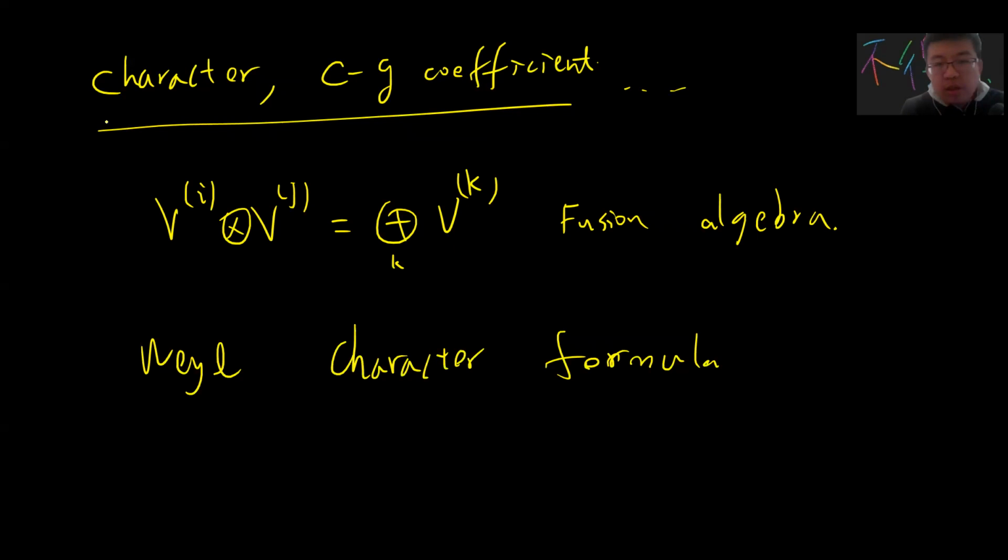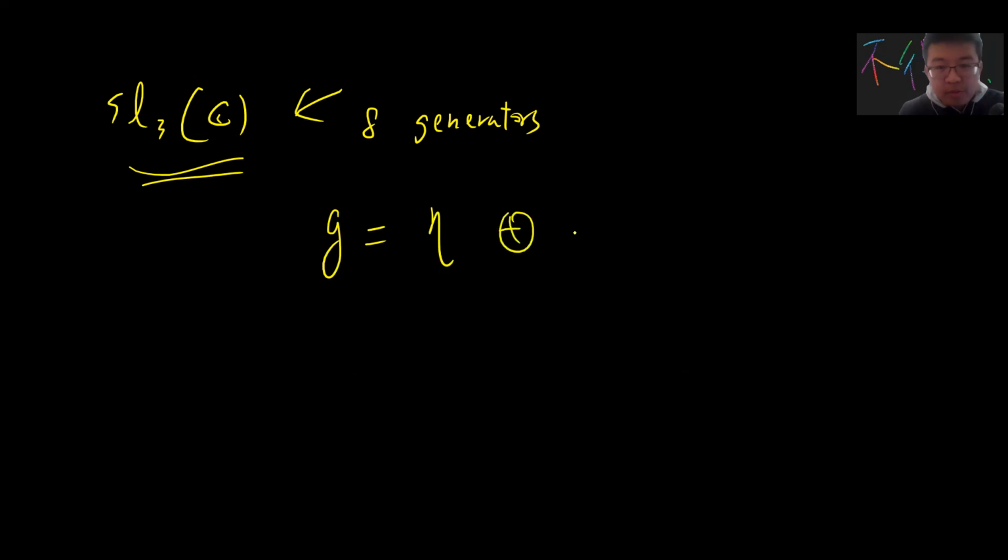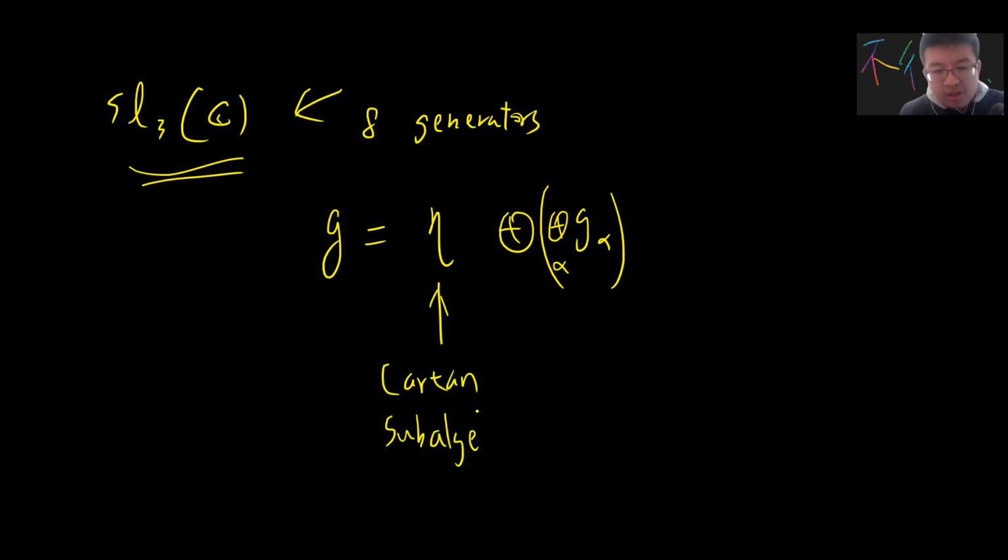This is not just a simple story for sl2c. Let me quickly mention what happens if you're talking about sl3c. If you're looking at sl3c, there are generators, and you can decompose this G into the direct sum of H and the G alpha. This H is called the maximal Cartan subalgebra. In this case, the dimension of the maximal Cartan subalgebra is 2. Let me tell you something which is very sketchy.